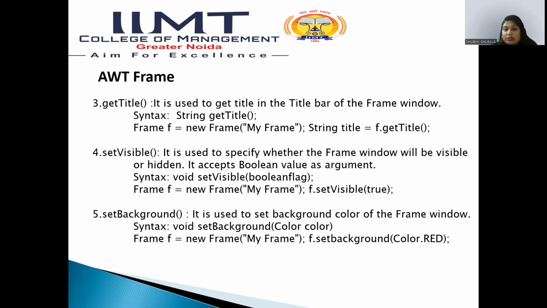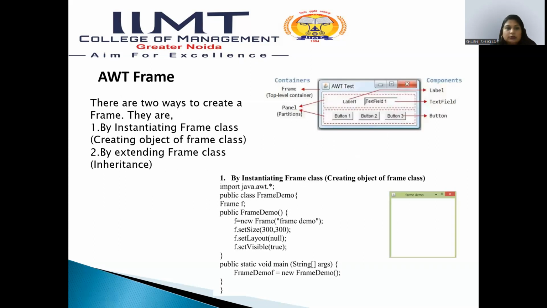It is used to set the background color of the window. Again, we have to create an object for Frame, and through that object we can set the background color. Okay, so next is AWT Frame. So how can we create a frame? There are two ways to create a frame.